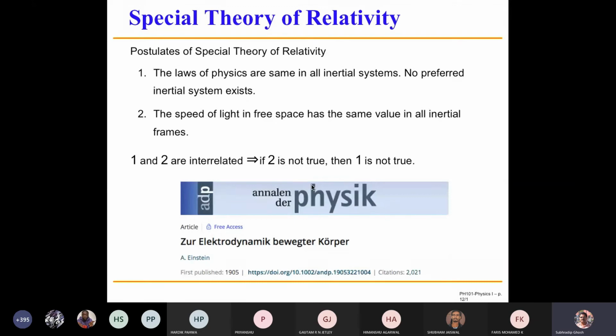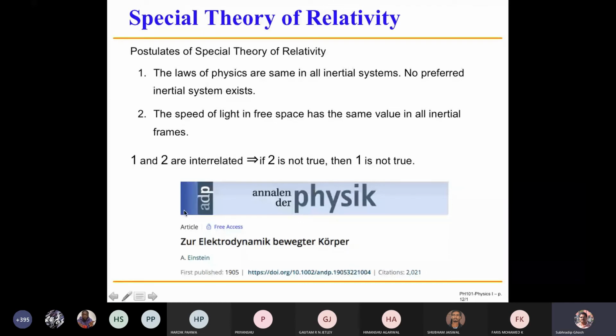And the second is that the speed of light in free space has the same value in all inertial frames. In fact, 1 and 2 are related. If 2 is not true, then 1 is not true. And this is very obvious. If the speed of light is different in different inertial frames, then we are back to square one. And then, all laws of physics, we already found that using Galilean relativity, the laws of electrodynamics cannot be satisfied. So therefore, if the speed of light is not constant, then all laws of physics are not the same in all inertial systems. Okay, and these are Einstein's papers.